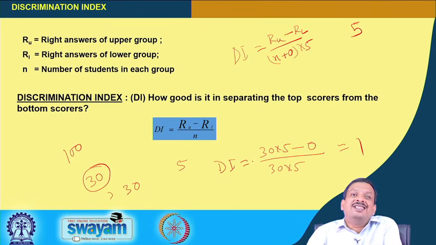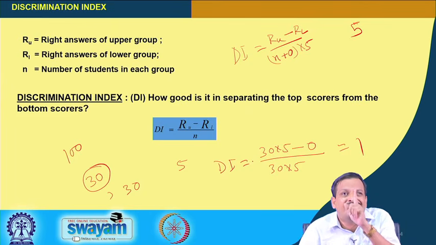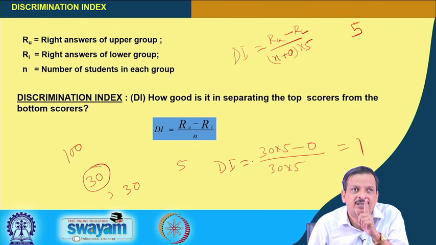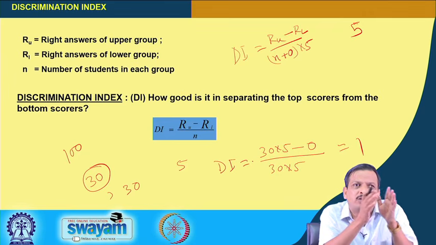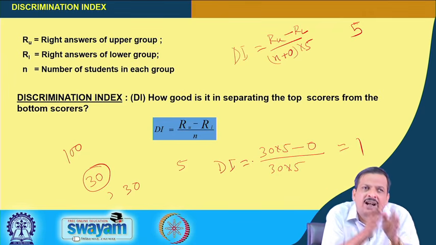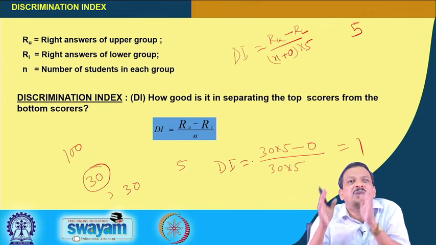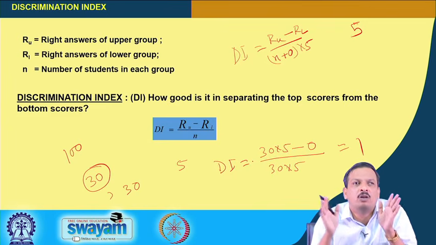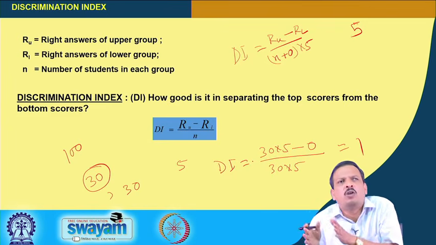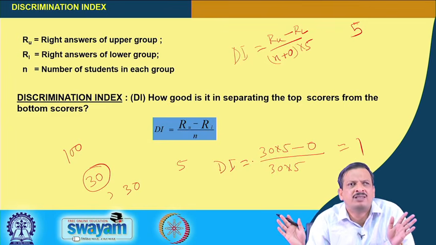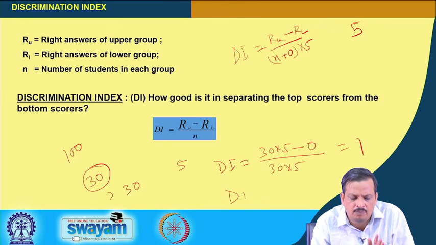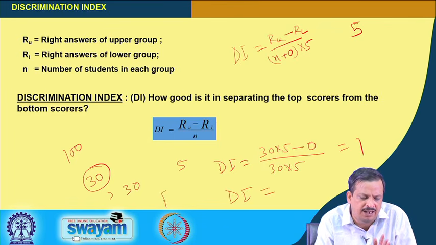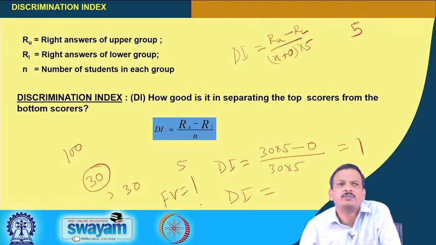Then when will DI be 0? If I see that the facilitation value is 1, that means the marks obtained by the upper group and the lower group are the same, full marks. All upper group and all lower group get the full marks. So, DI will be 0 when the facilitation value FV is equal to 1.